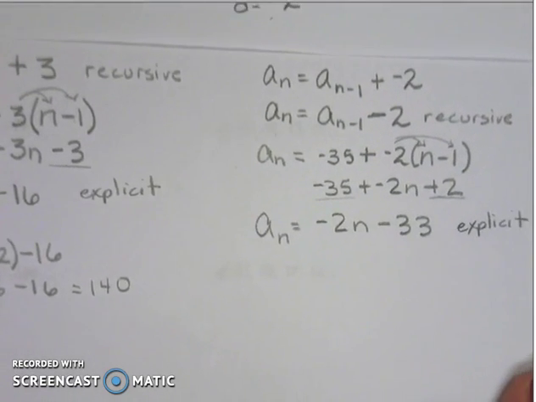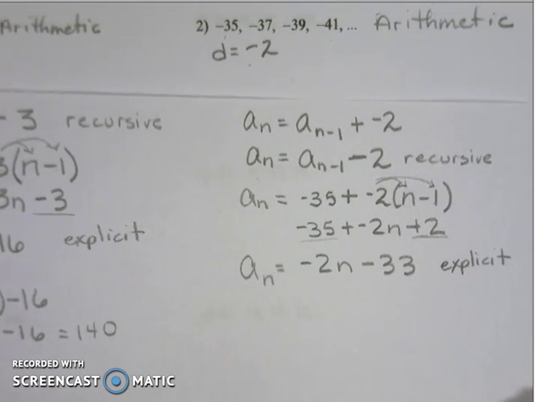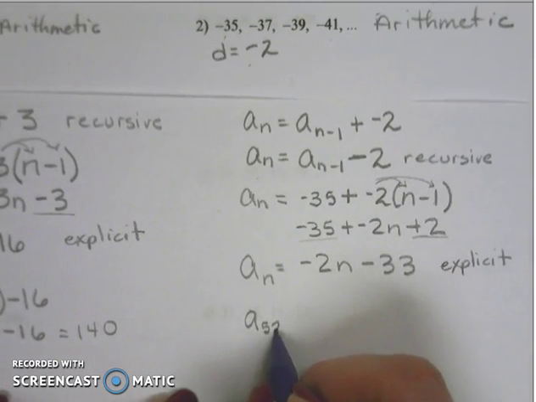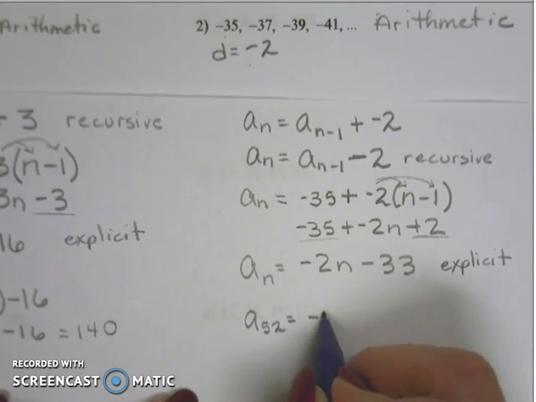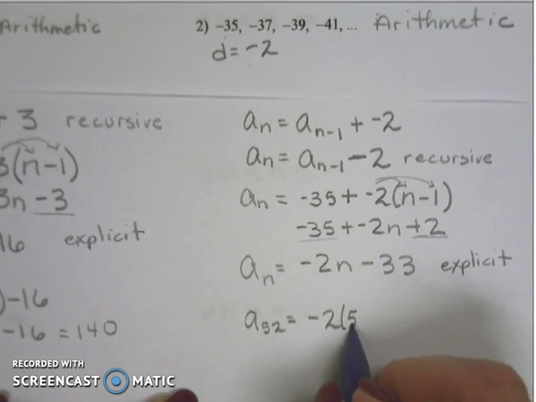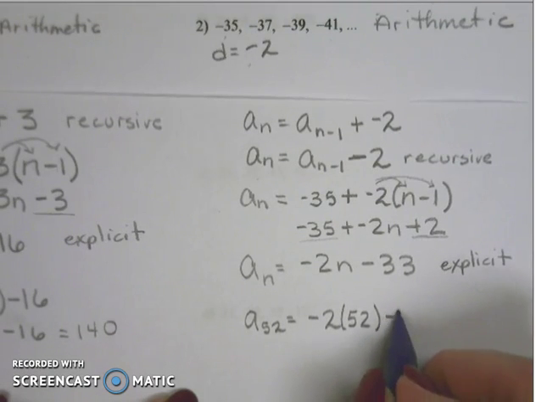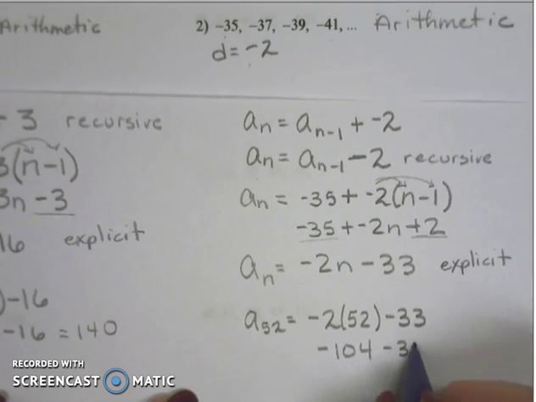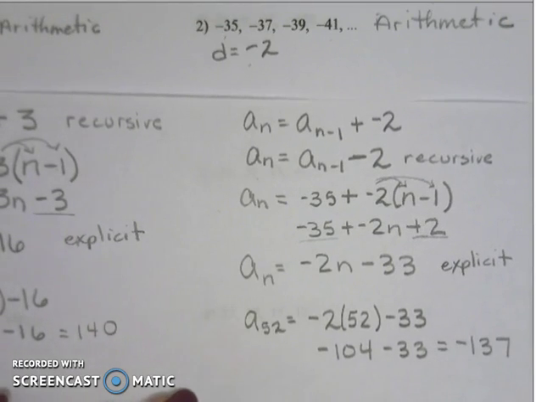And again, I will do that same process for number 2 to find the 52nd term. Negative 2 times 52 minus 33. If I multiply this, I get negative 104 minus 33, which gives me negative 137.